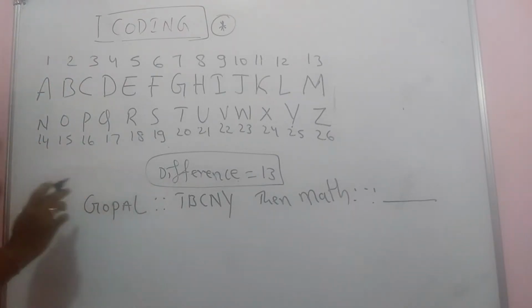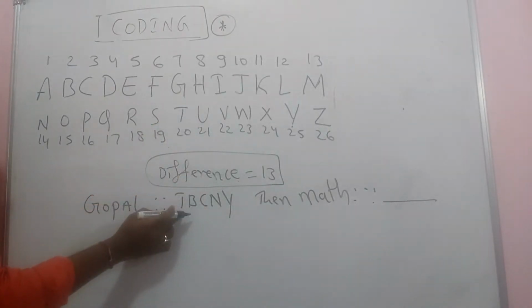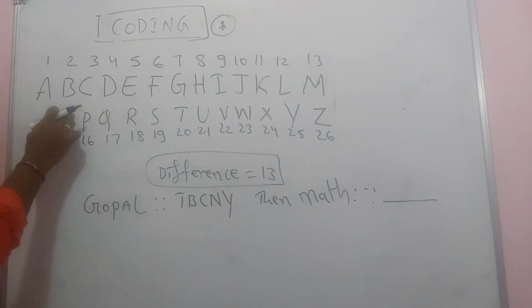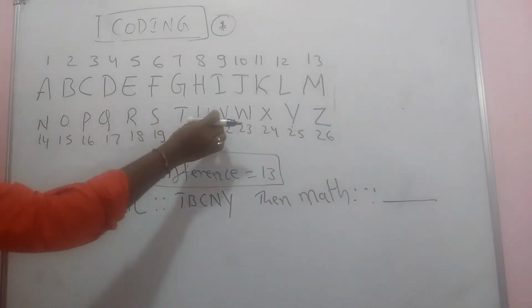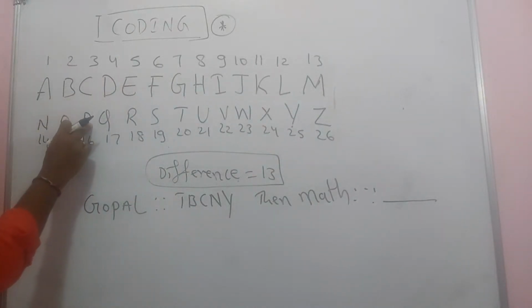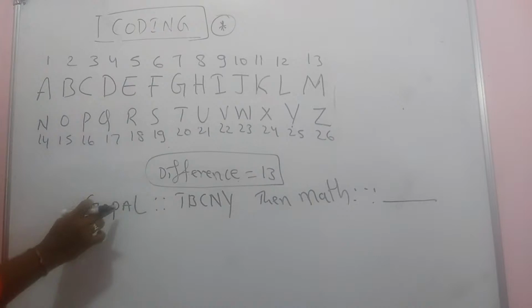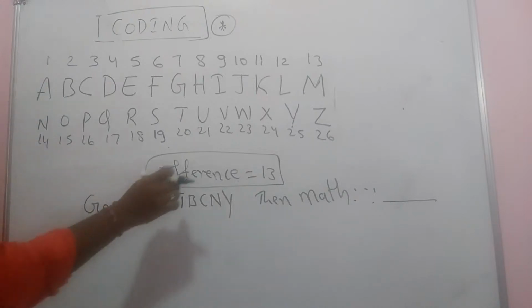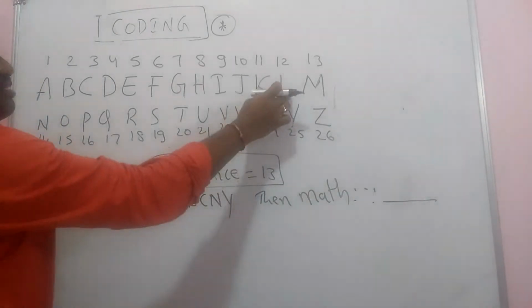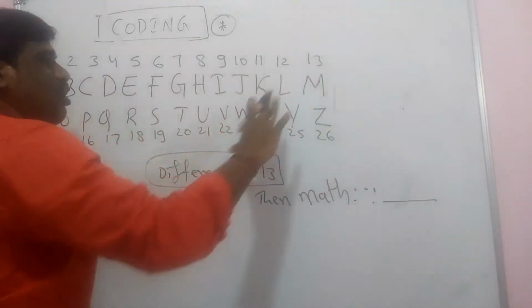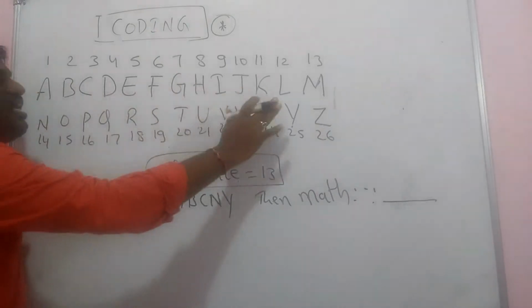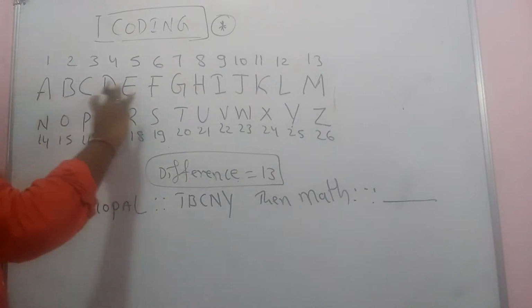Like here, Gopal: G's opposite is T. O's corresponding letter is B. C's corresponding letter is P. P's corresponding letter is C. A's corresponding letter is N. L's corresponding letter is Y. So if you remember this pattern, most of the railway questions will be solved this way. In coding and decoding, these are called corresponding letters.